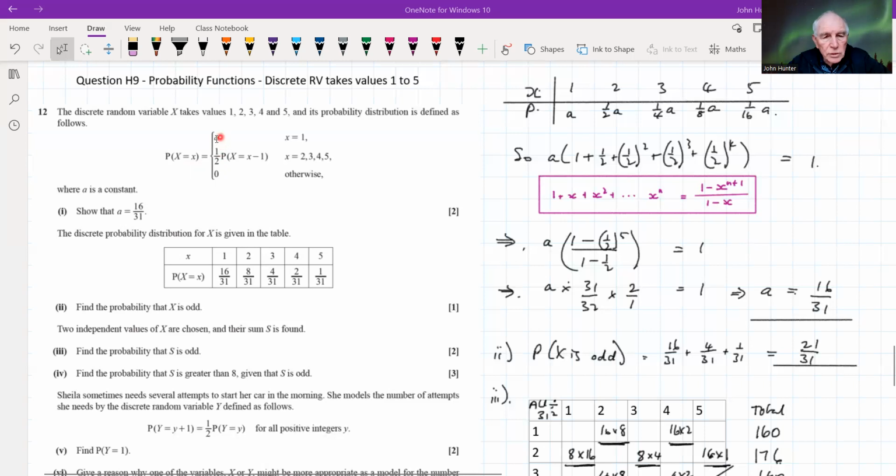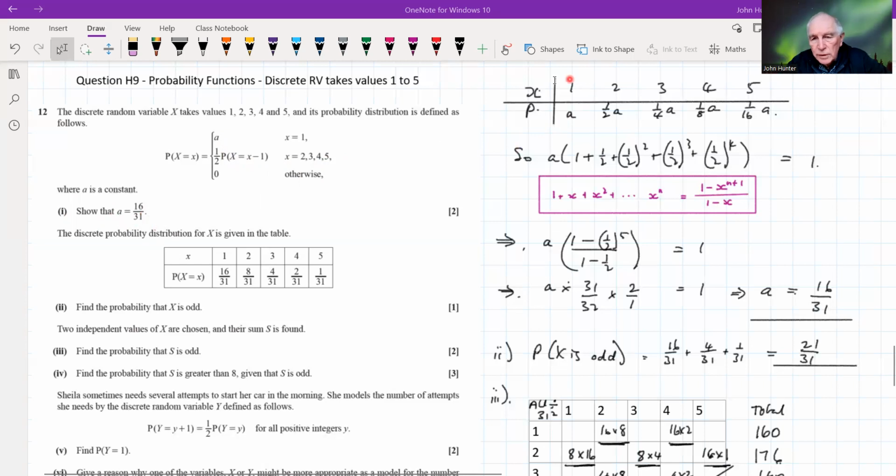So it's some unknown value a for x equals 1, and then it's half of the probability that x equals 1 minus x for 2, 3, 4, and 5. So what this is actually doing is we're starting off with a value, and then every subsequent value is half of that up to 5. Okay. So we've got to show that a equals 16 over 31.